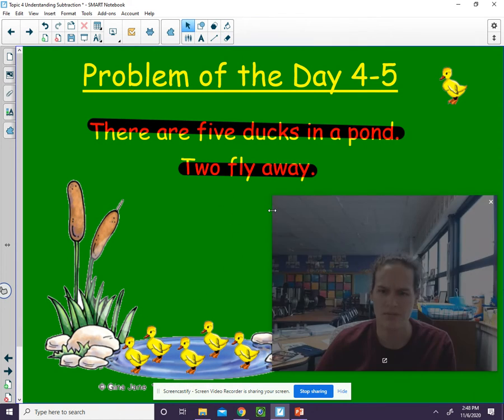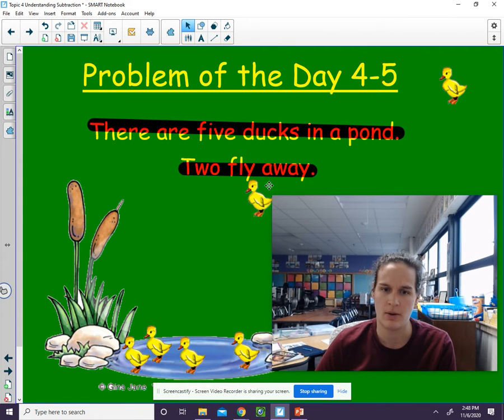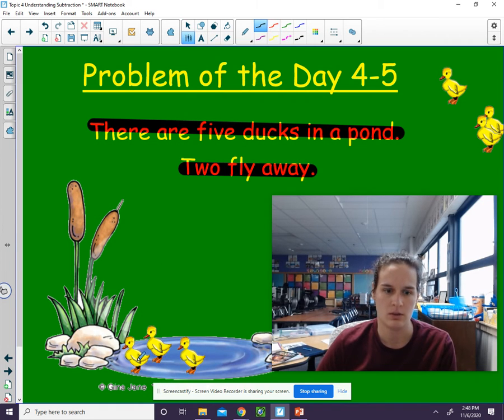Now it says 2 of them fly away. Well, what happens when 2 fly away? Well, how many ducks are we left with? We are left with 1, 2, 3. So we have 3 ducks left. So we can think of that as a subtraction sentence. 5 minus 2 equals 1, 2, 3. So if we started with 5 and 2 left, we're left with 3.